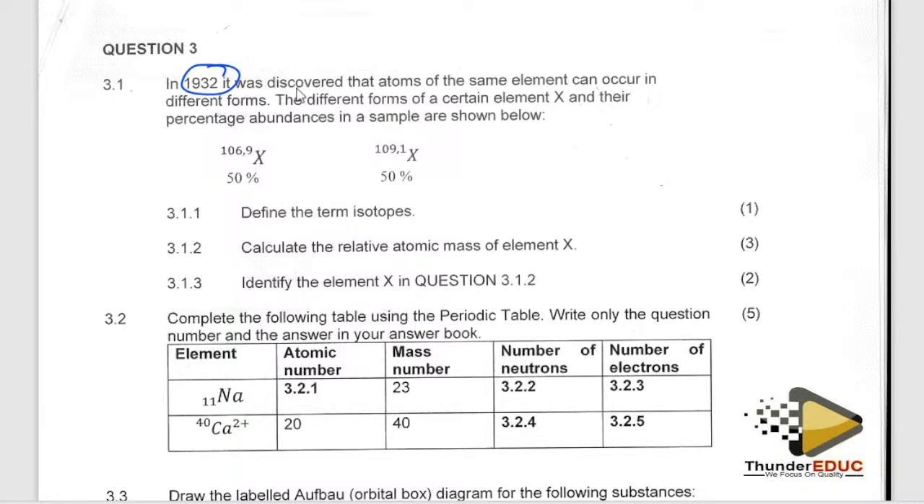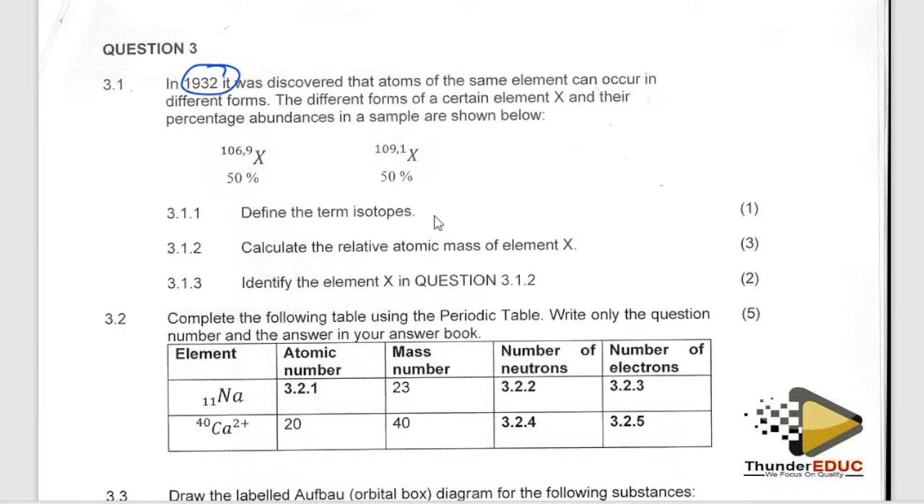It was discovered that atoms of the same element can occur in different forms. We call them isotopes. Different forms of a certain element X and their percentage abundance in the sample are shown below. Anyway, you have this and you have this. We calculated this yesterday. I think you're able to get the answer. Calculate the relative atomic mass.